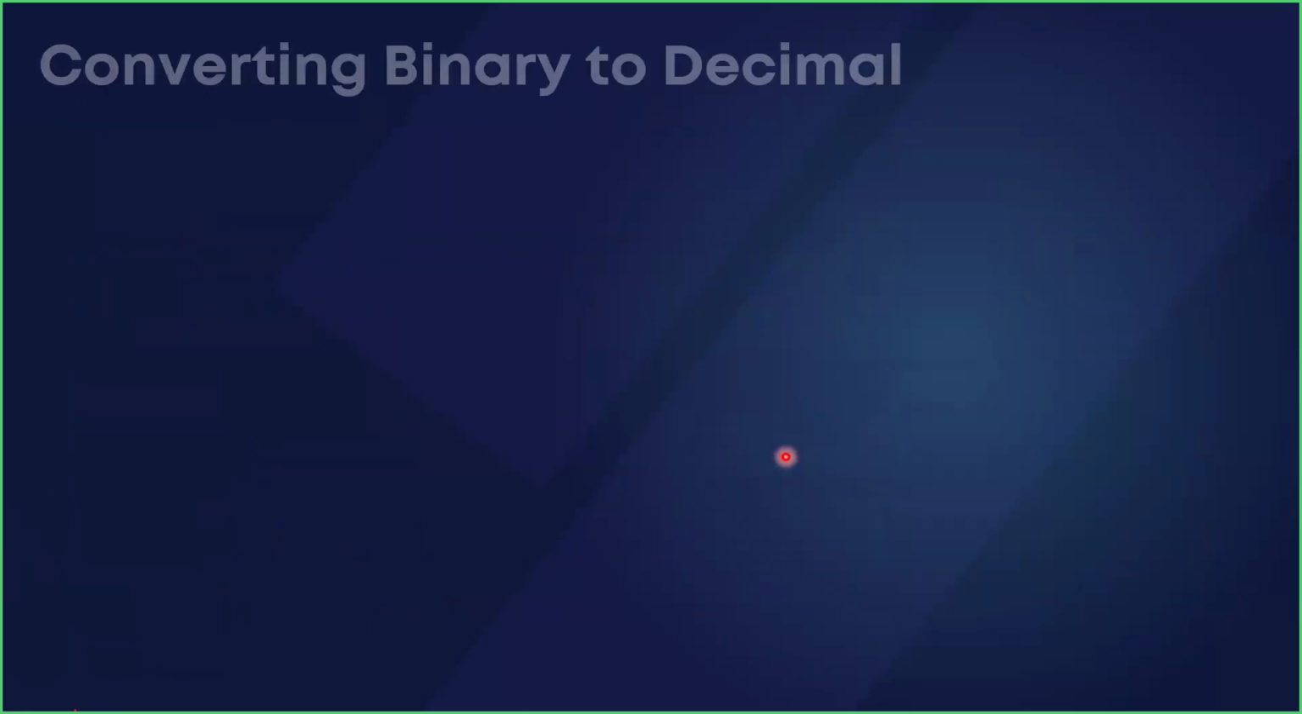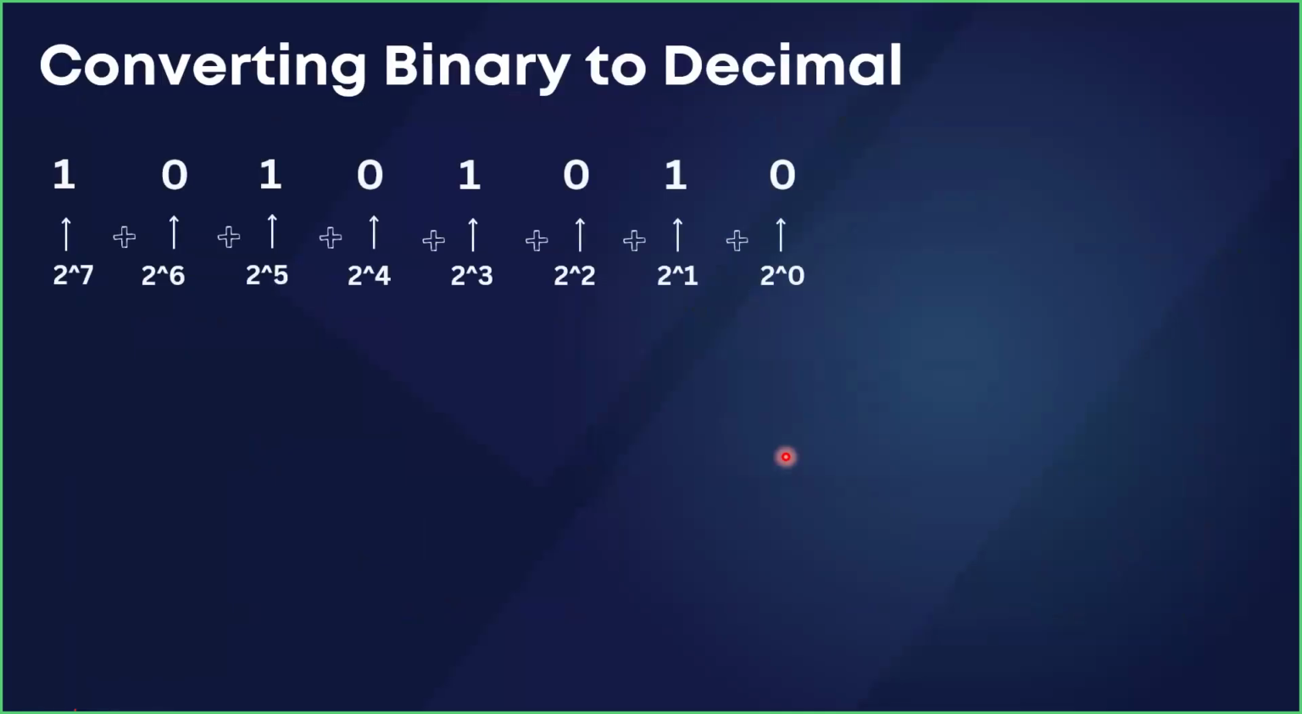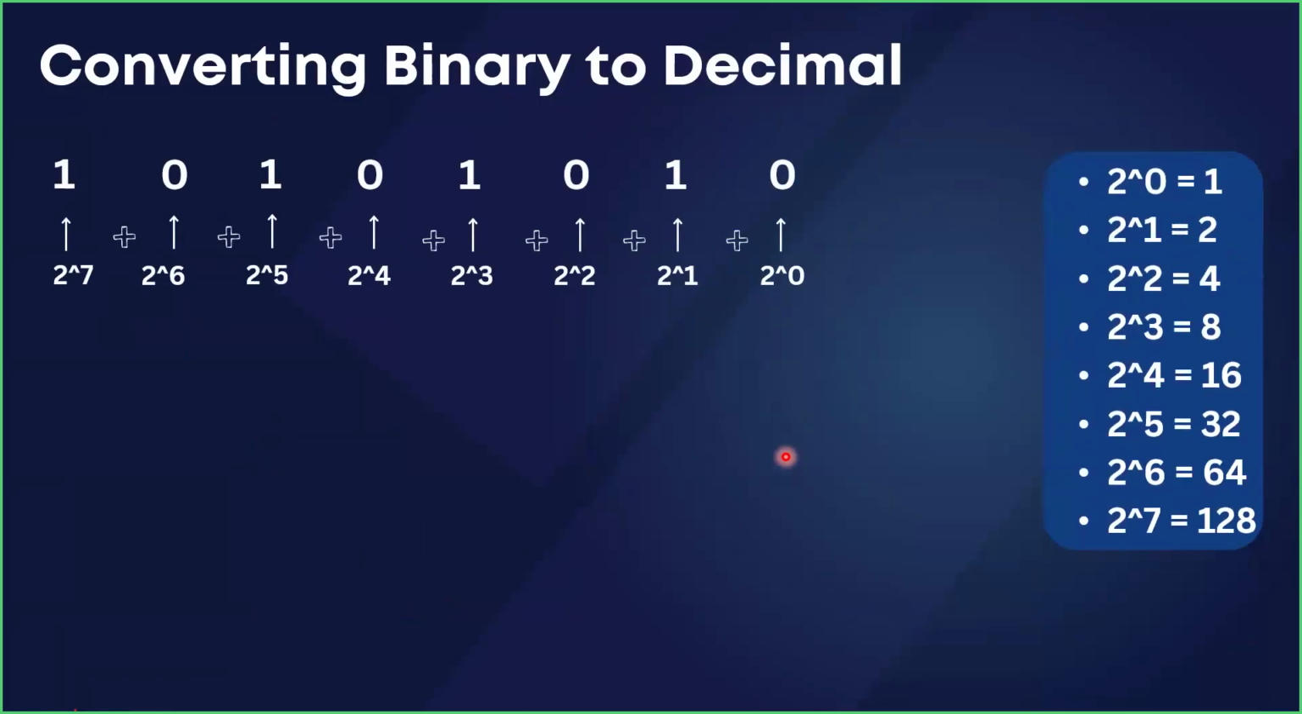Now, once you know that is the logic, let's start calculating it. Firstly, let me write down the values for these numbers. Anything to the power 0 is always equal to 1. It's a mathematical rule. So 2 power 0 is 1. 2 power 1 is 2 itself. 2 power 2 is 2 into 2, that's 4. 2 power 3 is 2 into 2 into 2, 3 times, that's 8. 2 power 4 is 2 into 2 into 2 into 2, 4 times, that's 16. 2 power 5 is 32. 2 power 6 is 64. And 2 power 7 is 128.